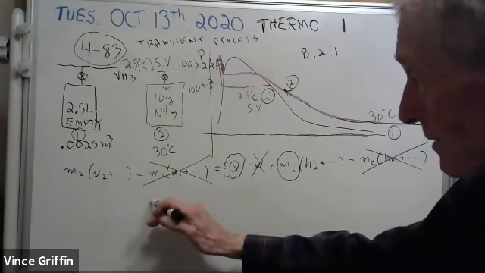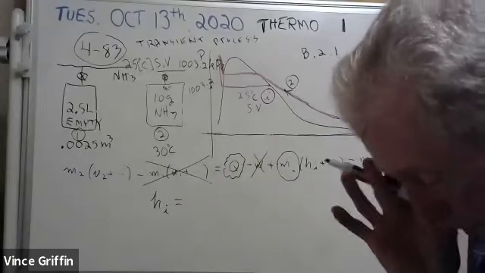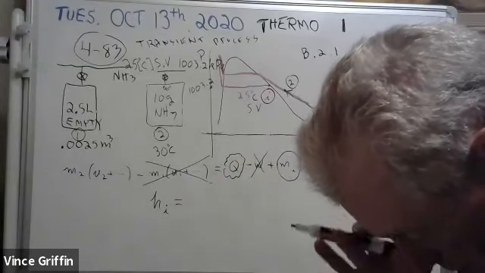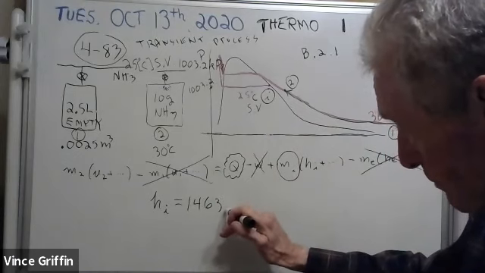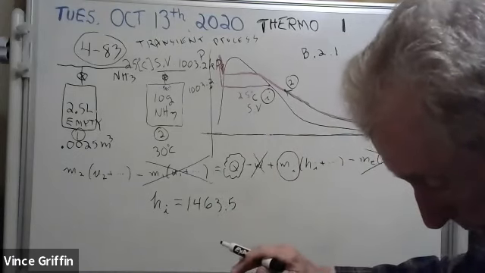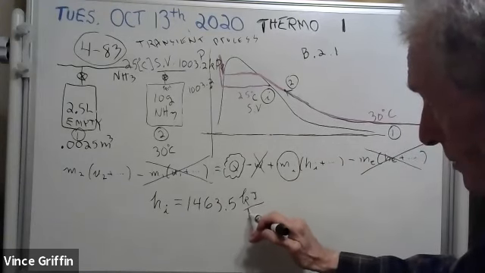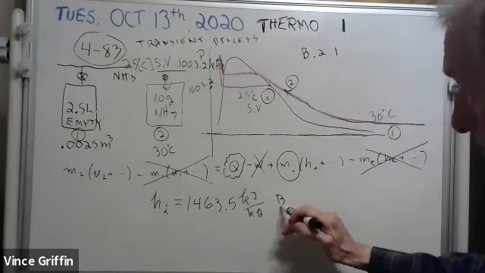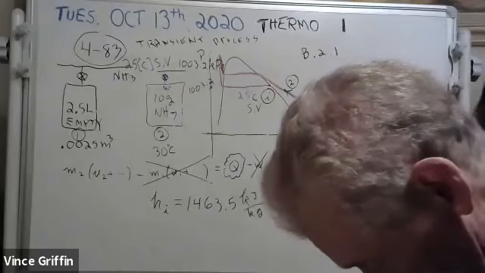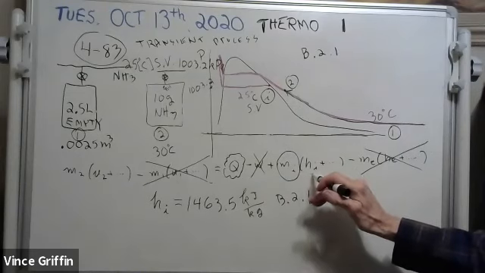Incoming enthalpy. Here, let me write it. The incoming specific enthalpy is 1463.5 kilojoules per kilogram. Can you find that in table B.2.1? Did I get that right? I think that's right. So see, we know what this is.